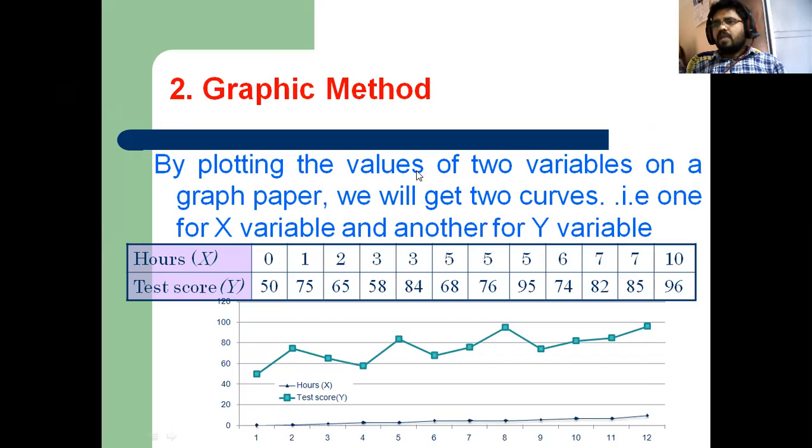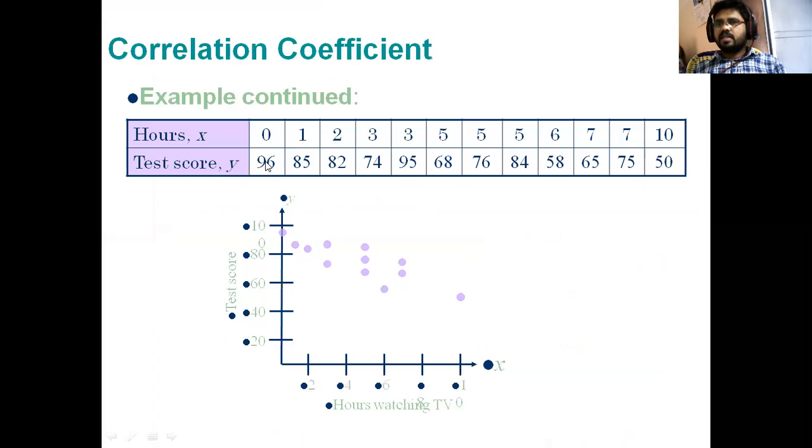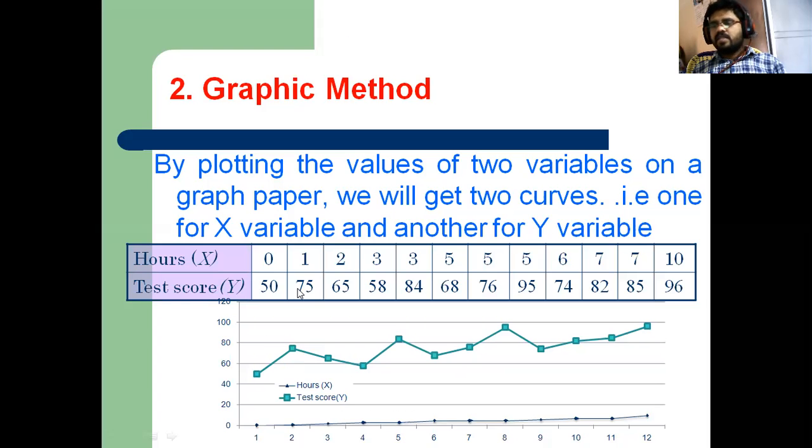See, by plotting the values of two variables on a graph paper, you will get two curves: one for the x variable and another for the y variable. For example, this is your, so see here. I have changed these values earlier. This one, see here 9.6, and here there's a negative, nothing but scores have decreased. For example, if you are spending your time to study, the number of study hours, you may get more marks.